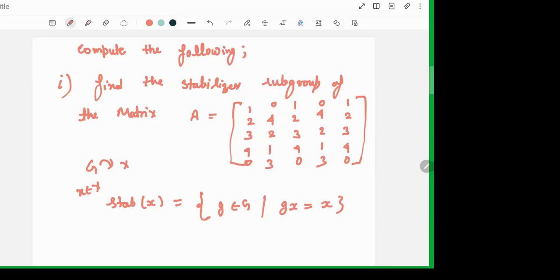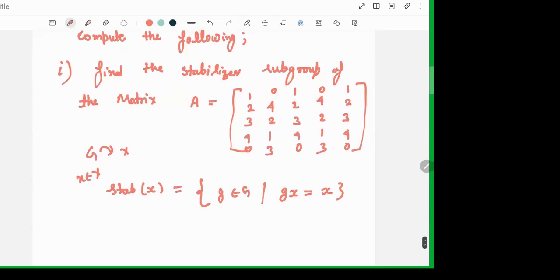Set of all elements of G which fix this element. These are the stabilizer of this element. You are finding this with respect to the action we gave before, the action of Z5 on S5. I gave you the action. With respect to that action, can you compute it? What is the stabilizer subgroup of this?